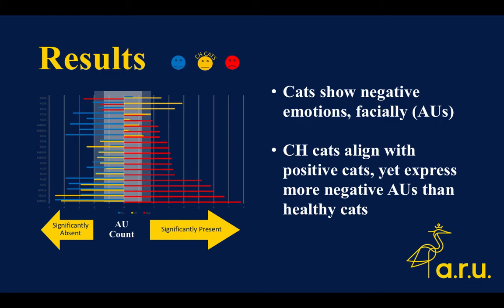I find this really interesting, as traditionally animal welfare concentrated on removing negative stimuli rather than increasing positive experiences, and our inability to recognise positive states may confound this further. Also, although CH cats aligned with the positive group, they were more likely to perform negative AUs than their healthy counterparts. The question now is: is this a welfare concern for CH cats?